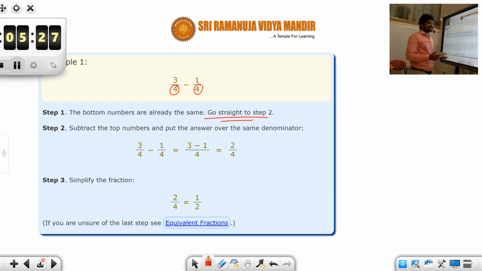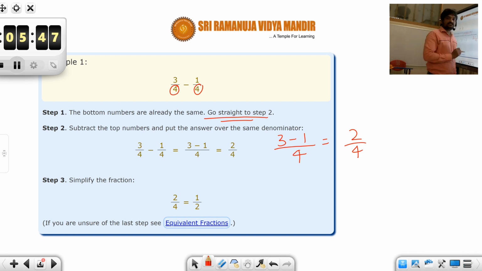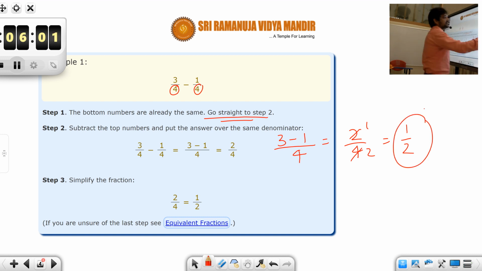And what is the second step? Simply we'll write the common denominator and take the difference of the numerators. 3 minus 1 is equal to 2, so 2 upon 4. Next, go to step 3. Can you simplify this fraction further? Yes, because you can observe that 2 ones are 2, and 2 twos are 4, so you can divide. You can't simplify this further, so 1 by 2 is our answer. Okay students, this is the simplest of all examples. Now let's look at our next example.